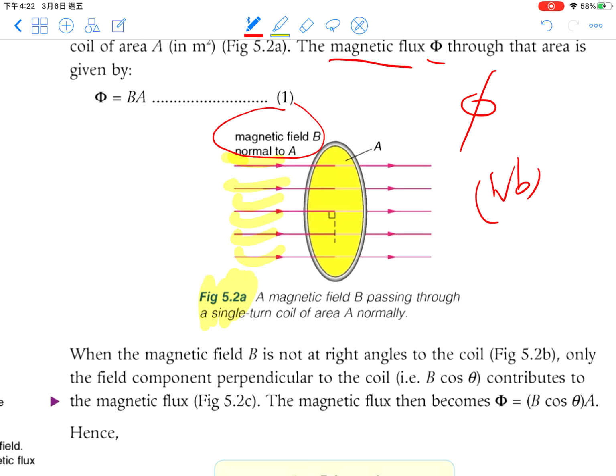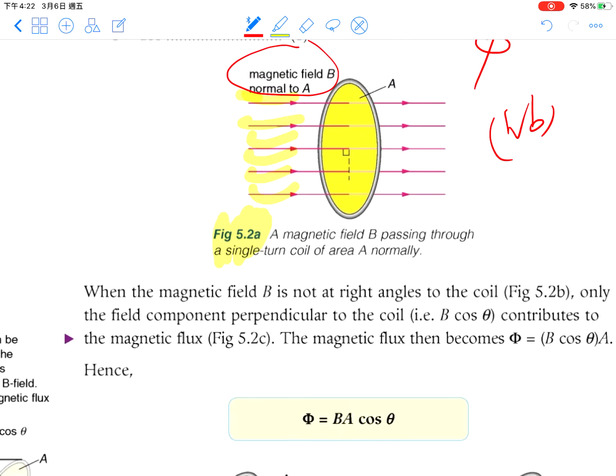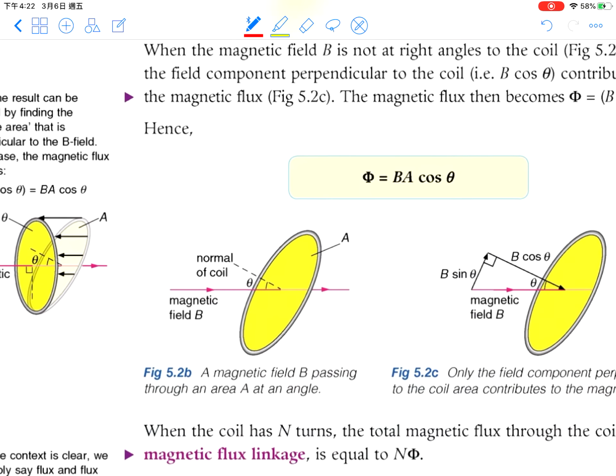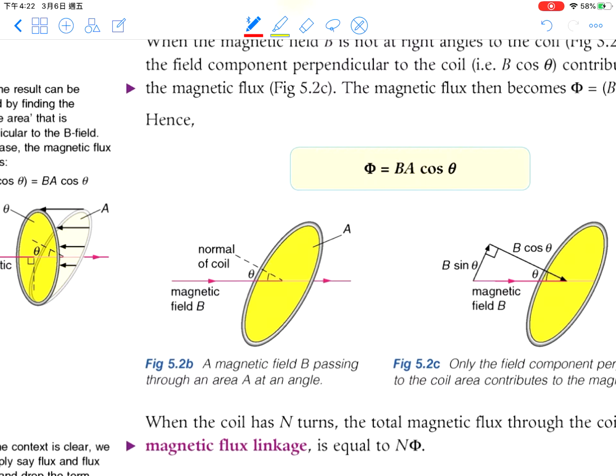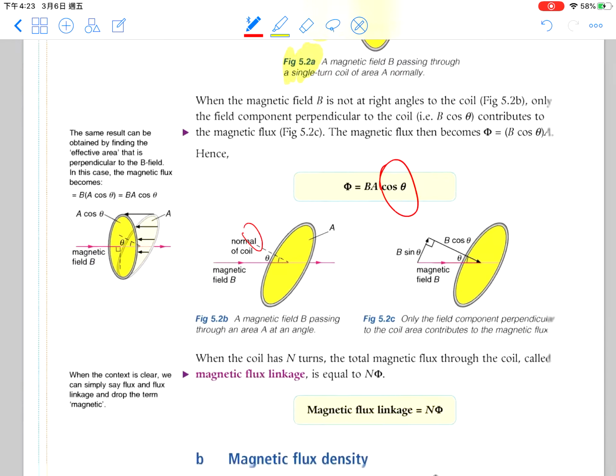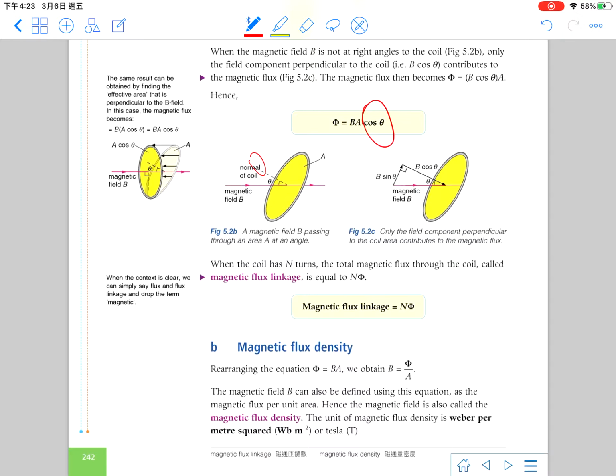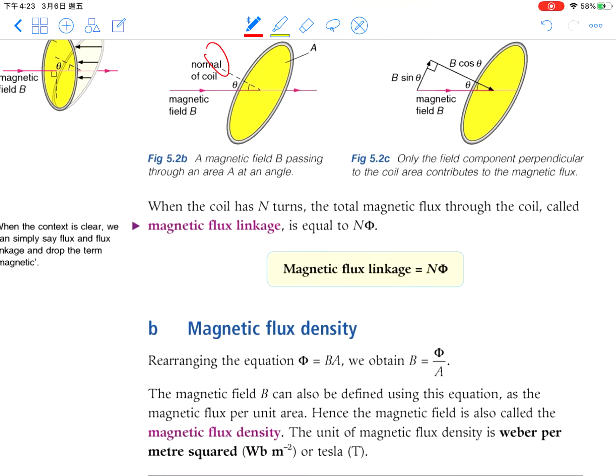Now we define the magnetic flux as the field normal to the area. If there is an angle which is not normal, not 90 degrees, we have to resolve the magnetic field into perpendicular components. So here we may have cosine theta. Actually, it depends on the angle given. Maybe sine theta as well.